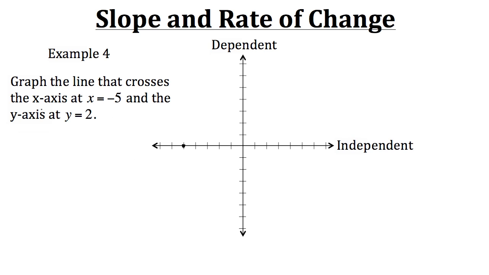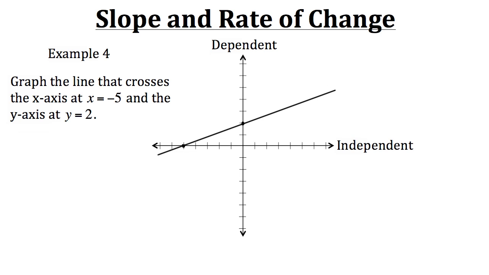Now similarly, it's going to hit the y-axis at y equals 2. So that would be right here. Now we've drawn our 2 intercepts. And like with the previous example, we now have 2 points that could define our line. So we just need to get our straight edge and line it up with those 2 points that we found, and then draw our function. So now, using intercepts, we were able to graph this linear function.